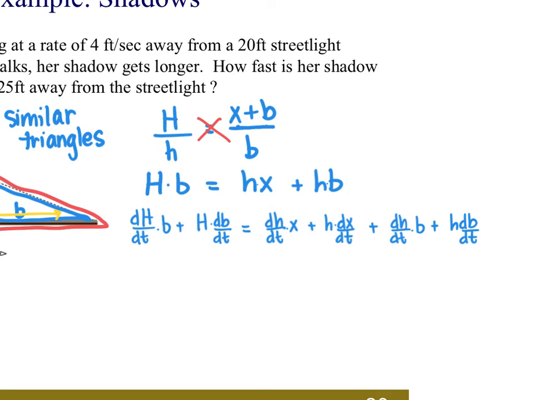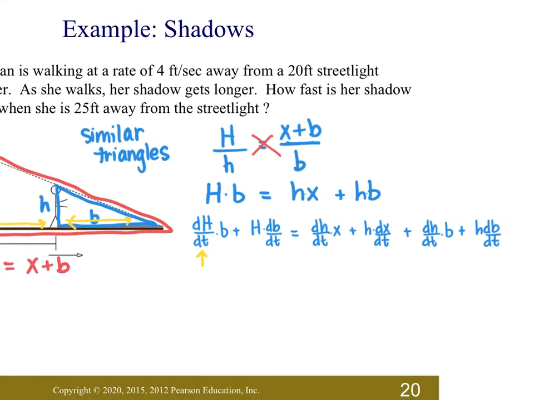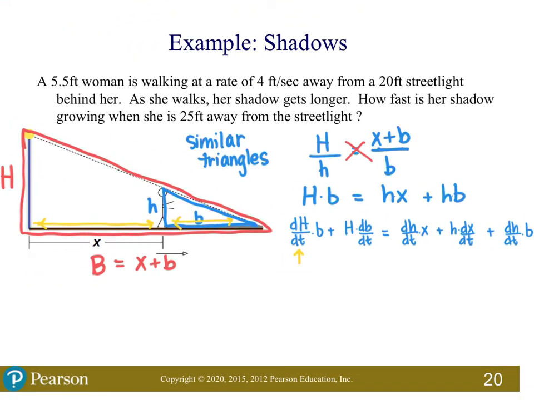Now we're ready to think about all of these different things. So let's just look at them one by one. Let's look at dH/dt. Capital H is the light post, the lamp post, and dH/dt is the lamp post moving. Well, the lamp post is not moving. It's not changing height. It's not changing position. And so the value of this is 0, which basically knocks out b, and I don't need it anymore.